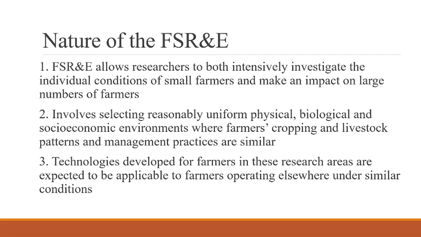Now, let's look at the nature of farming system research and extension approach. Farming system research and extension allow researchers to both intensively investigate the individual conditions of small farmers and make an impact on a large number of farmers. The researchers here would study a small farm and apply the results to a larger farm. Farming systems and research also involves selecting reasonably similar physical, biological, and socioeconomic environments where farmers' cropping and livestock patterns and management practices are similar.